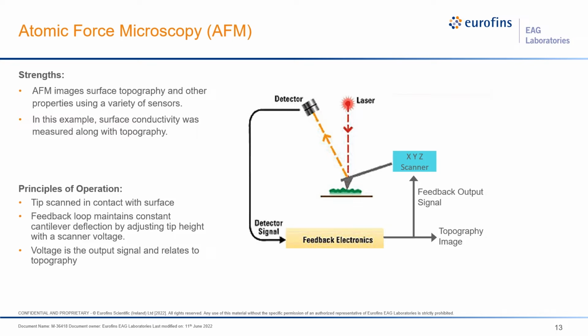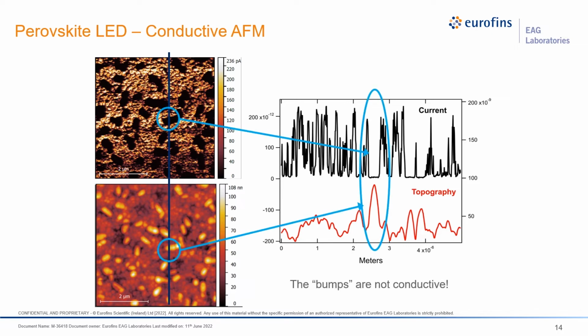Changes in the tip height are measured with a laser photodiode pair at the top of the diagram, and a feedback loop maintains constant cantilever deflection. For electrical measurements, as in this example, a metal-coated tip is used, and it is plugged into a current amplifier. The image at the lower left shows the topography of the perovskite surface, and its resemblance to the SEM images is clear. The brighter colors in this image correspond to higher features.